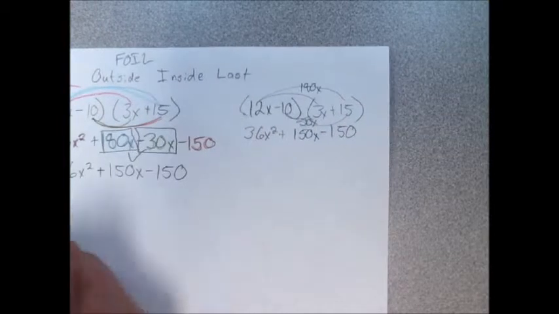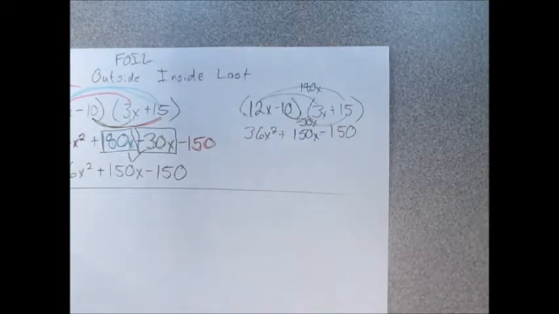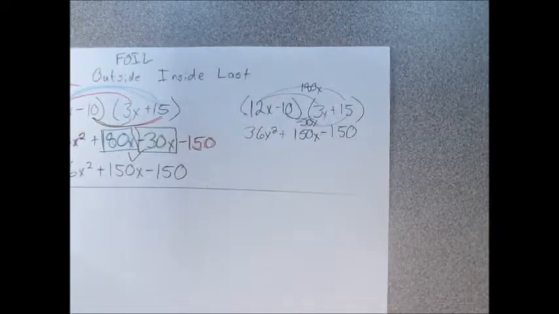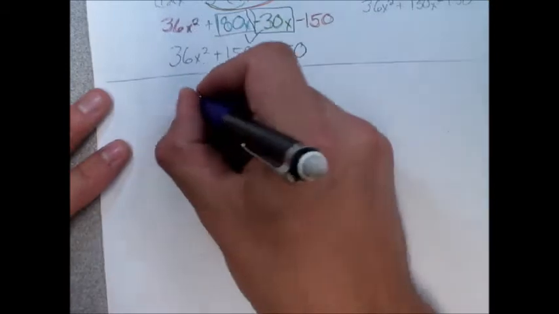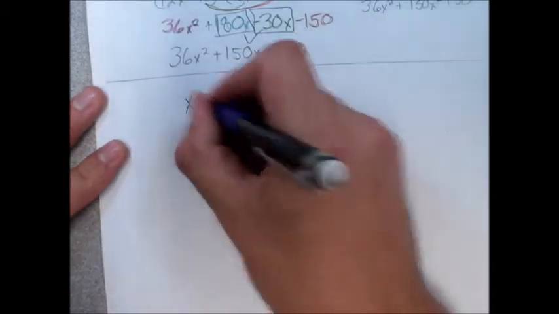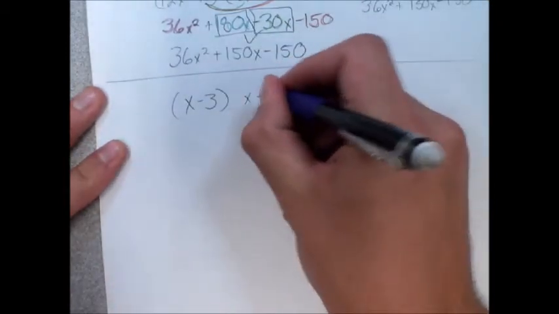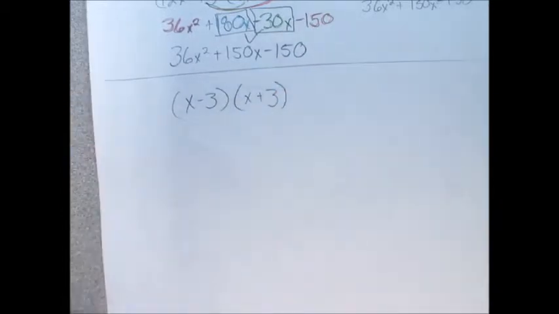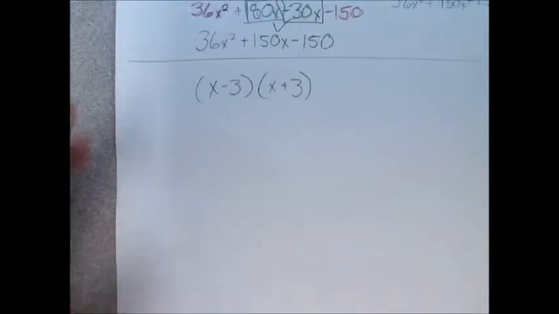Okay, so that's a review of what FOIL is. I'm going to do a couple quick ones just so that we can see how things end up interchanging. So example 1, we're going to have x minus 3 and x plus 3. I'm going to try to go through these kind of quick so that we have time to work, but if you have questions, of course, stop me.